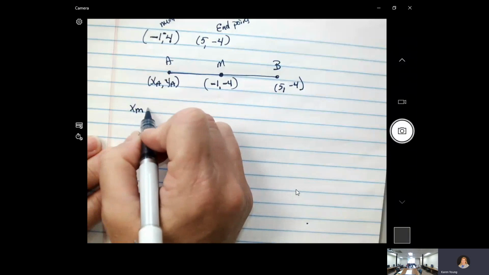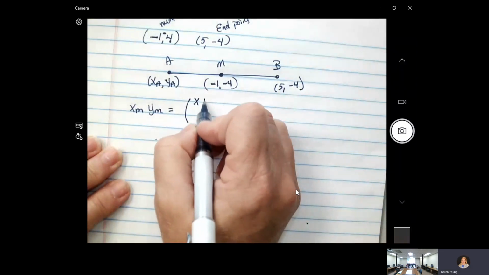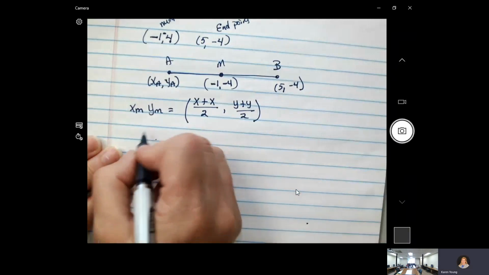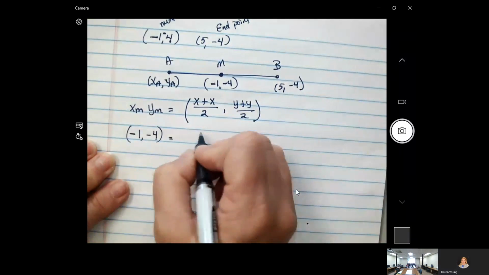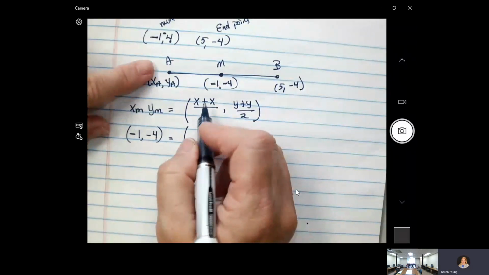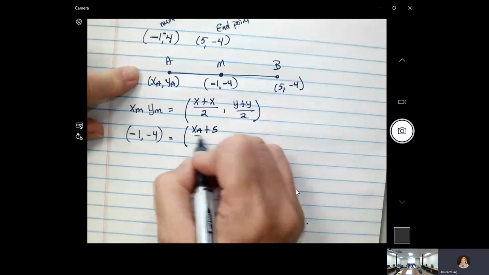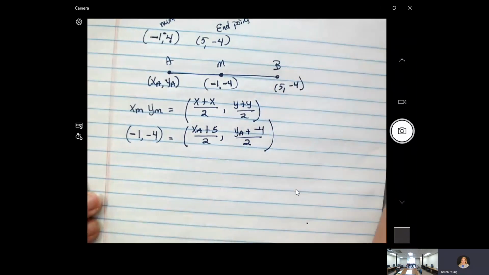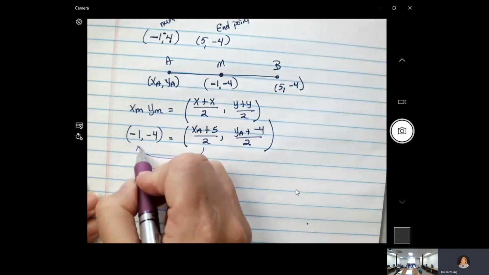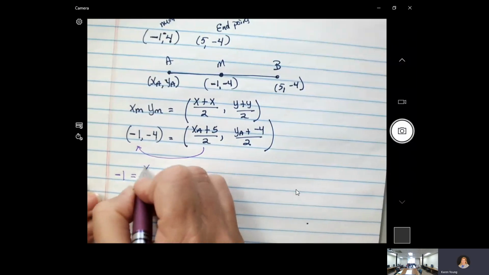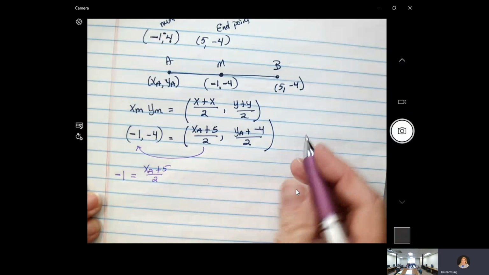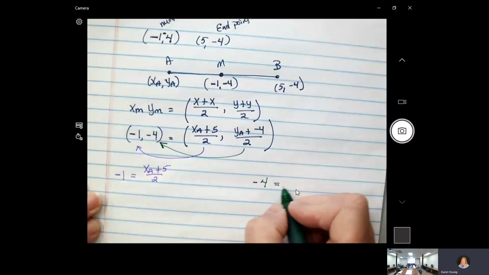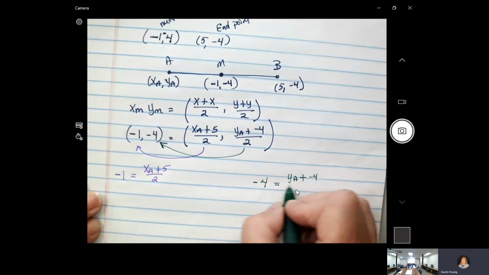But when I use my formula, my x midpoint, y midpoint is going to equal the sum of my x's divided by 2, and then the sum of my y's divided by 2. So with my midpoint being -1, -4, and the sum of my x's, well, x1 is a, so xa plus 5 over 2, and then ya plus -4 over 2. Then I'm going to put my x's together, my x for my midpoint, so -1 equals xa plus 5 over 2. And then I'm going to put my y's together. So -4 equals ya plus -4 over 2.